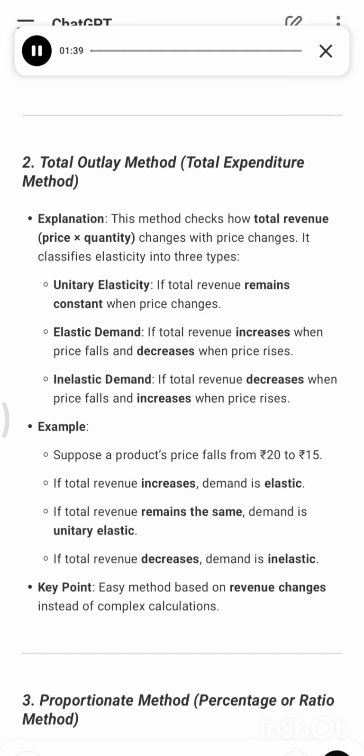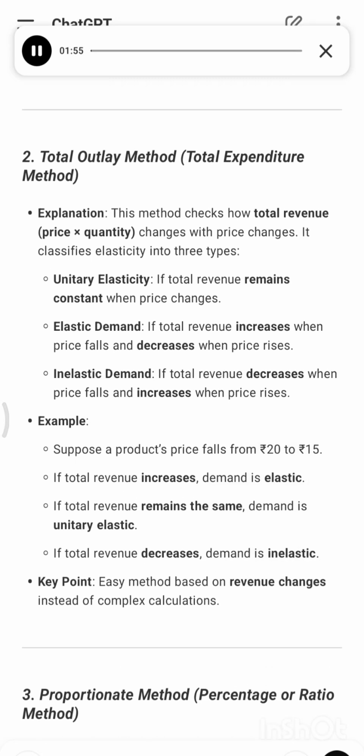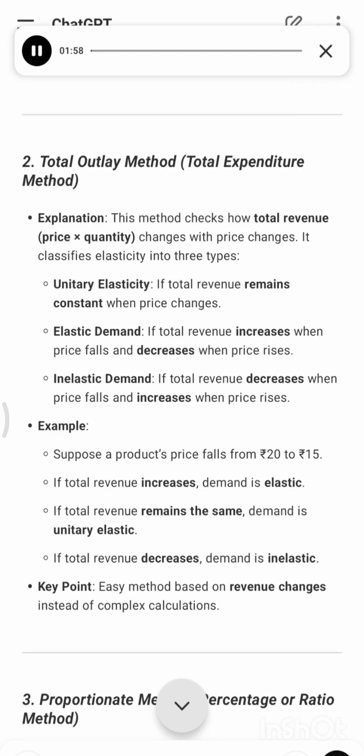Example: suppose a product's price falls from 20 to 15. If total revenue increases, demand is elastic. If total revenue remains the same, demand is unitary elastic. If total revenue decreases, demand is inelastic. Key point: easy method based on revenue changes instead of complex calculations.